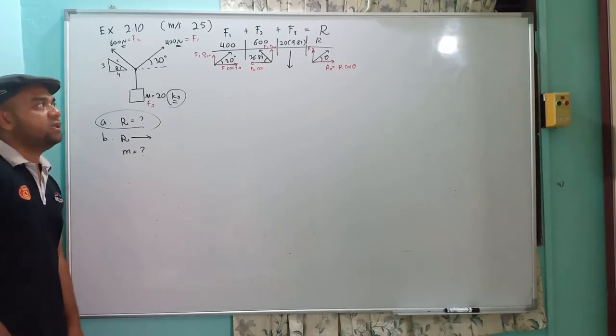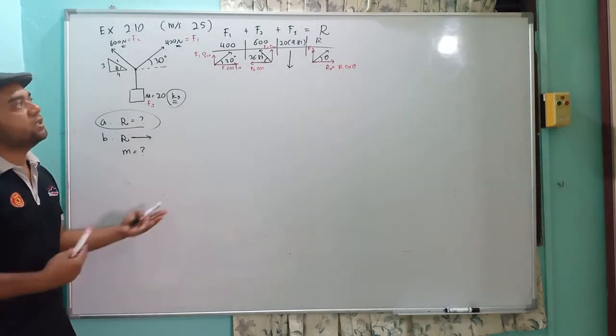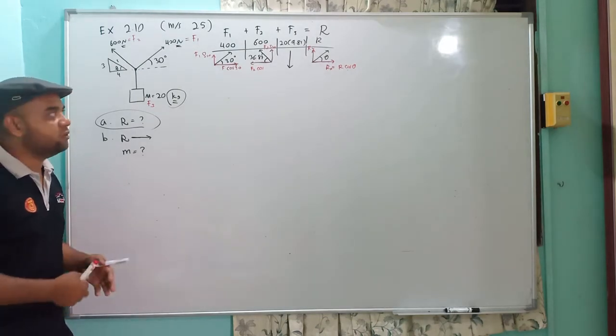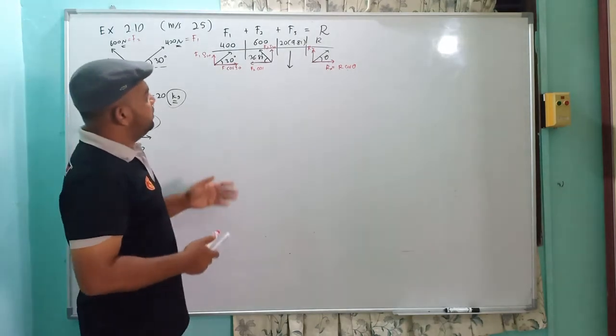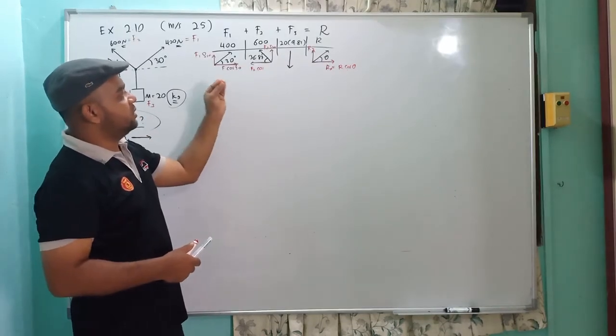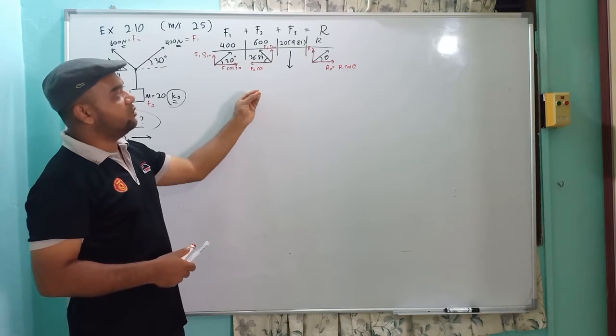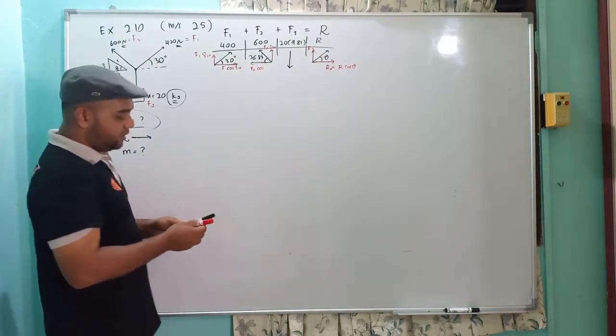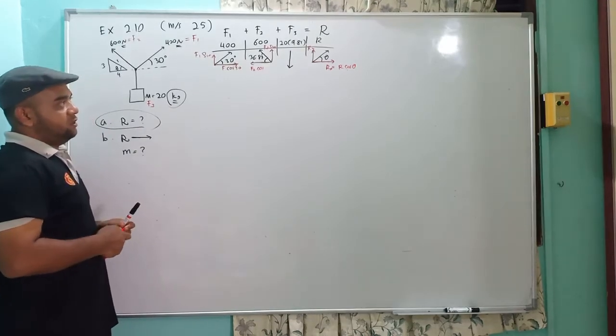I can solve one by one. You can choose to solve either first in the X direction or in the Y direction. It depends on you. But you have to analyze the equation first. If it gives you a lot of unknowns, you solve the other one that directly gives you the answer. First, you need to check for the unknowns.